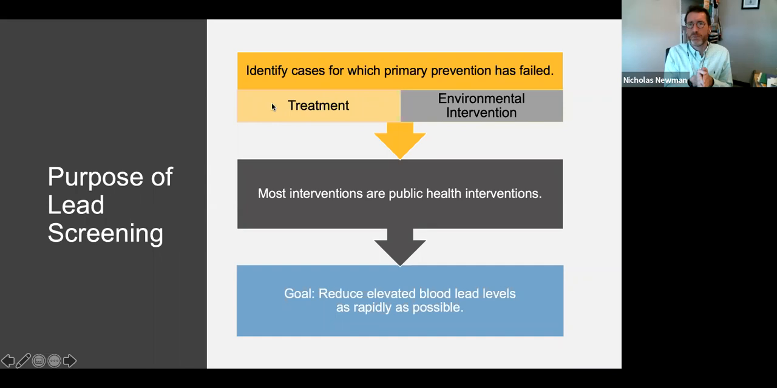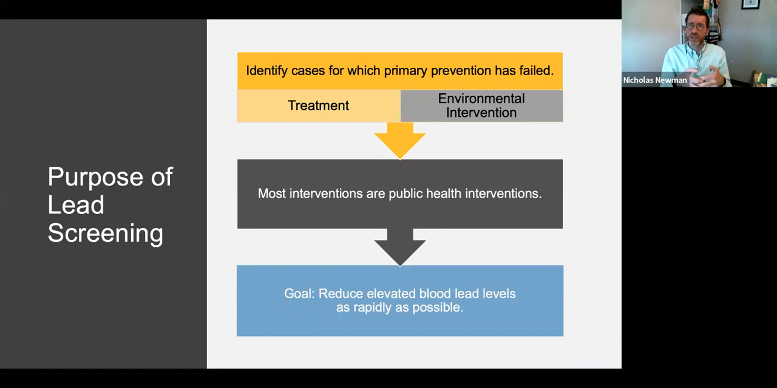So part of the purpose is to identify cases for which primary prevention has failed. And I would serve up Flint, Michigan as an example, right? Apparently they weren't watching the water supply very carefully. And in the process, somebody noticed, oh gosh, it seems like we have more kids with high lead levels than we did before. And so that was an opportunity to point out the fact that the primary prevention, which was proper treatment of the water, had failed.